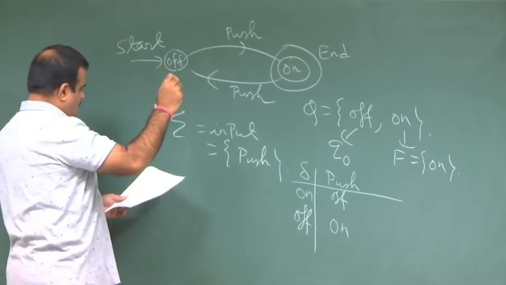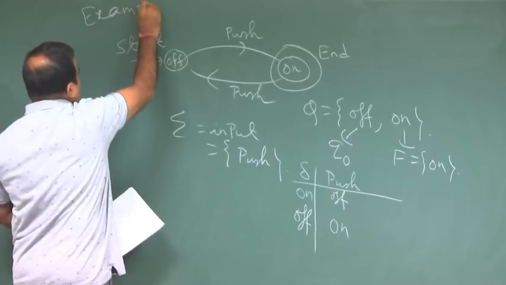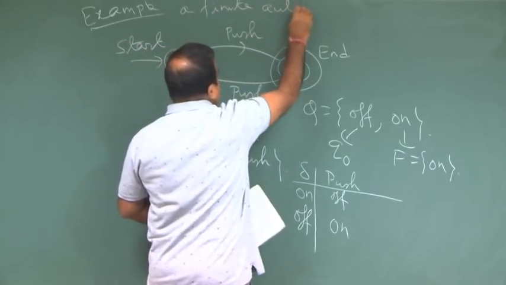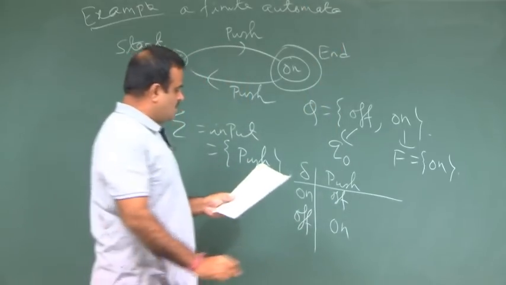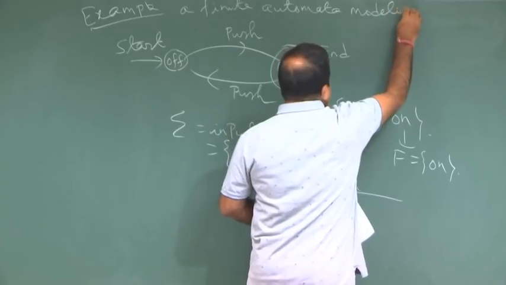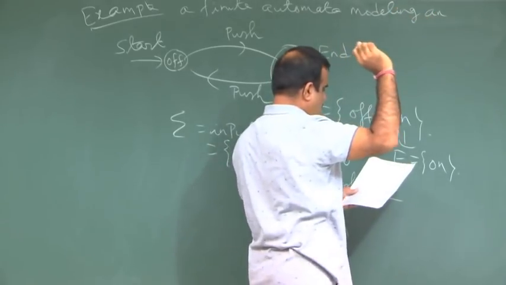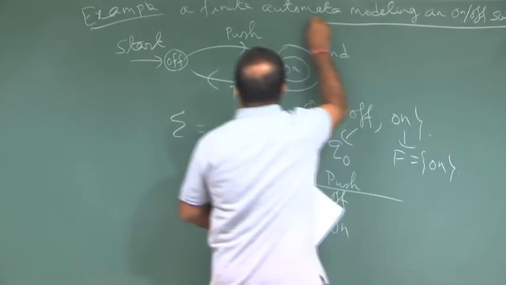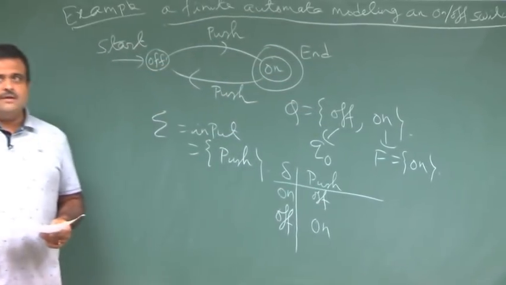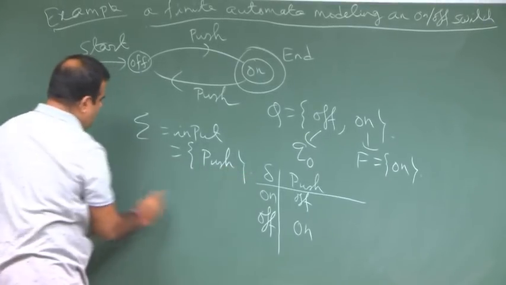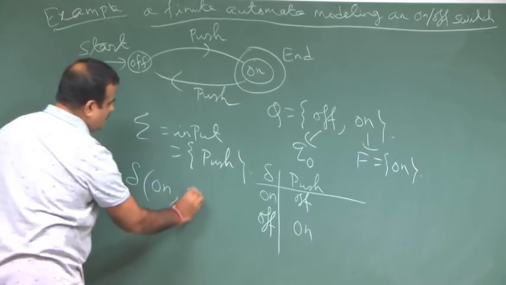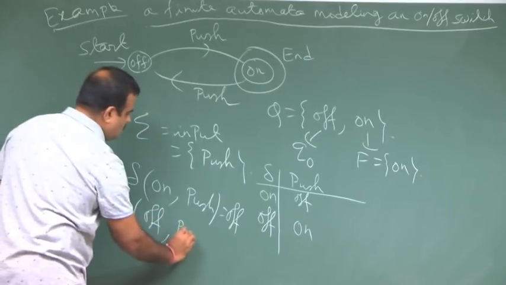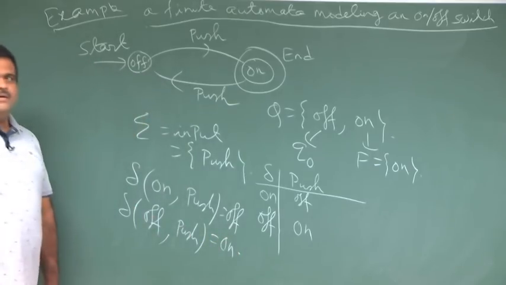This is an example where we are modeling an on off switch using a finite automata. A finite automata modeling an on off switch. So, this means if we are in the on state and we take the input, there is only one input, this will be off, and if we are at the off state and we take the input, it will be on. Very simple example.